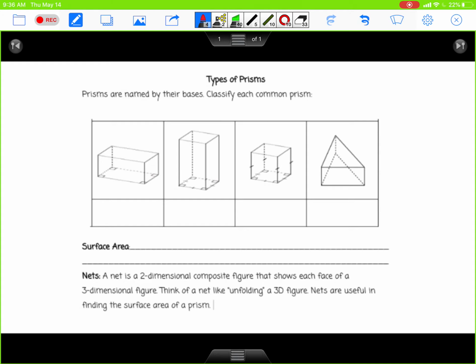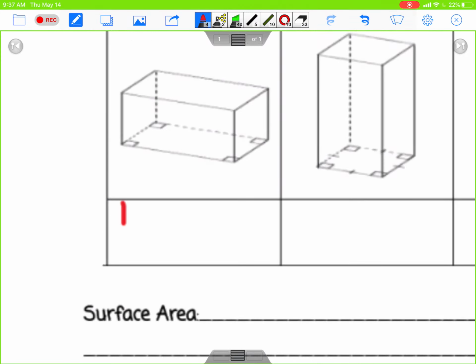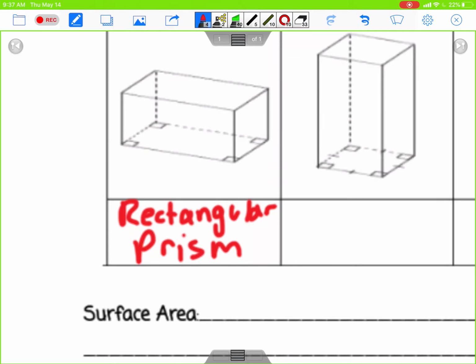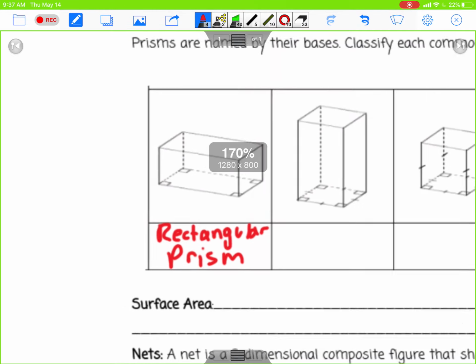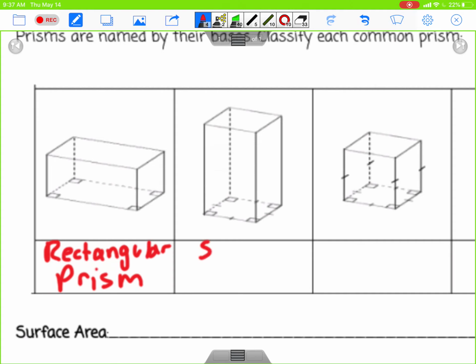We're going to talk about a couple of different prisms. This first one here is very easy to name. Whatever its base is going to be the first name. So if we look at that first picture there, it's going to be a rectangular prism. Second shape, the top and bottom are squares, so it's going to be a square prism.